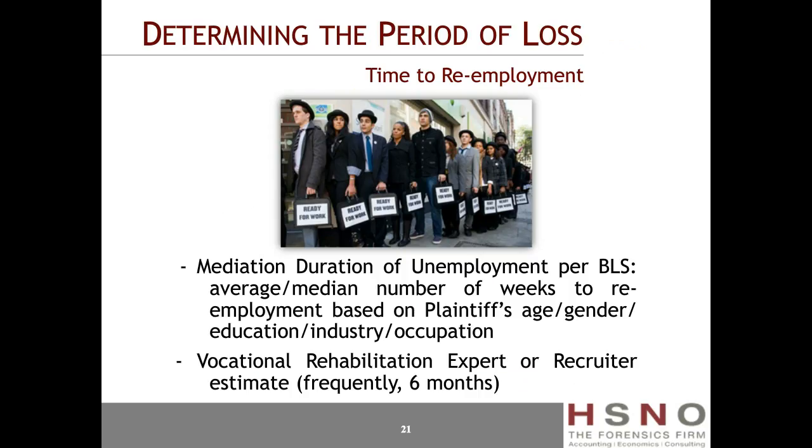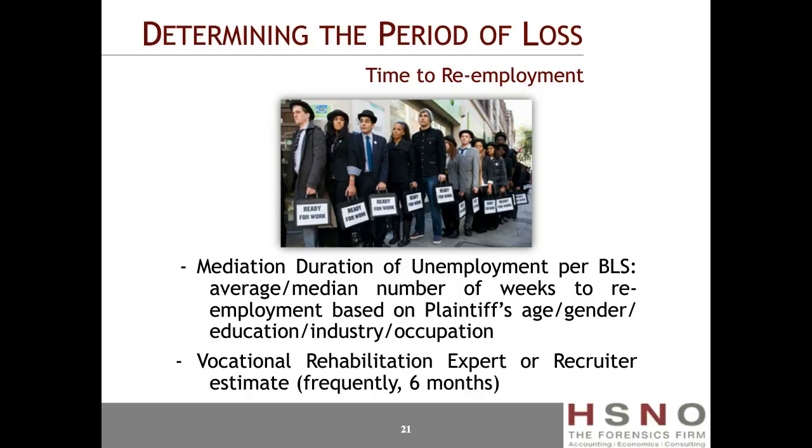Okay. Now, another thing you may have to look for if the plaintiff has not yet found work and is still looking for work is the time it would take them to find work. And this is also an area where we can find data from the Bureau of Labor Statistics, which does studies based on a plaintiff's age, gender, industry, education, occupation, again, same categories as with tenure, about the number of weeks it's going to take them to be reemployed.